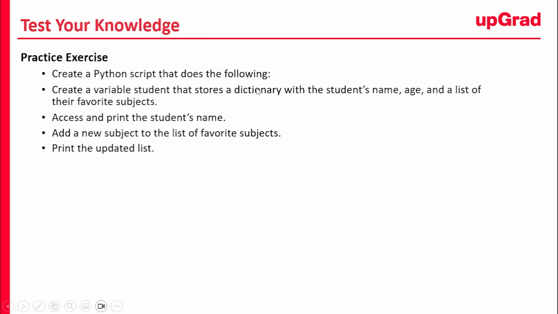So in that particular dictionary, you want to display the student's name, right? Basic hint, go to the latest code that I just wrote a few minutes ago. Just look at that and do accordingly. Add a new subject to the list of favorite subjects and print the updated list, right?